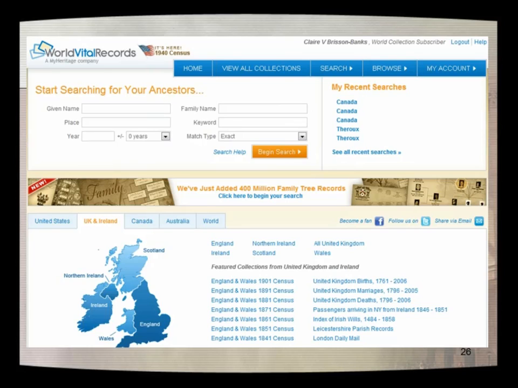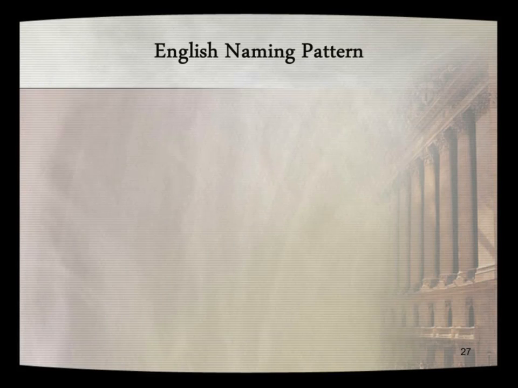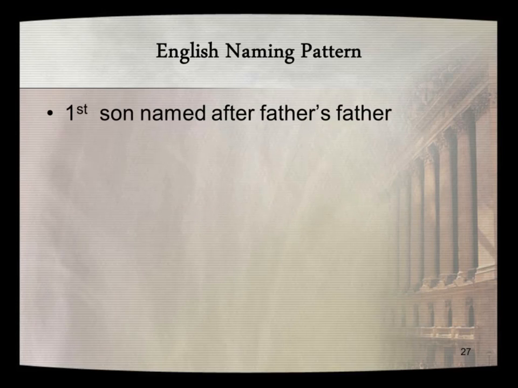Now we're going to go on to some of the nuts and bolts of the actual research process. The first thing I want to talk about is the naming pattern. Now I want you to understand that this is not set in stone. It's just something to be aware of when you're struggling and trying to figure out where to go for looking for what possibly could be the father's name. These are some of the things that you might want to consider.